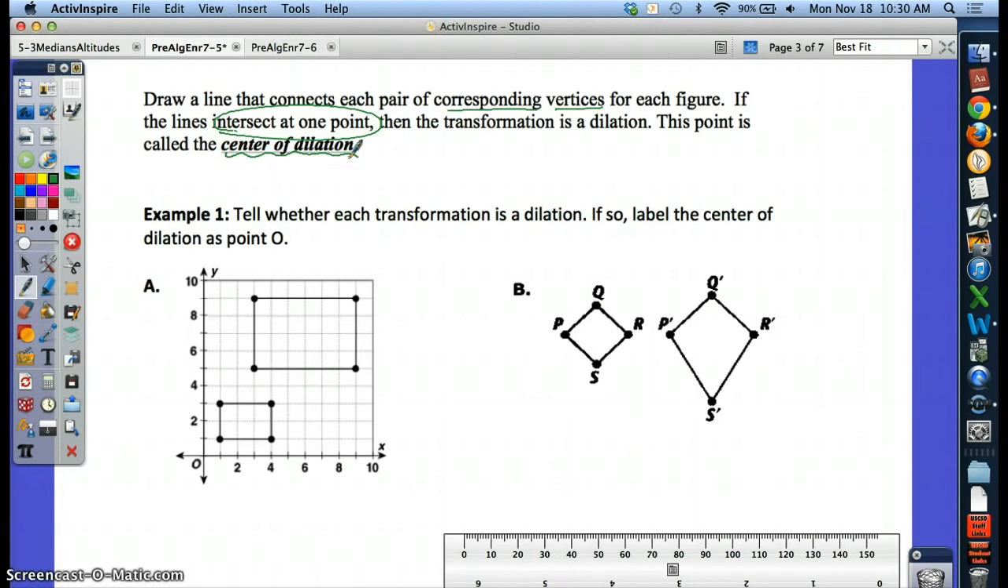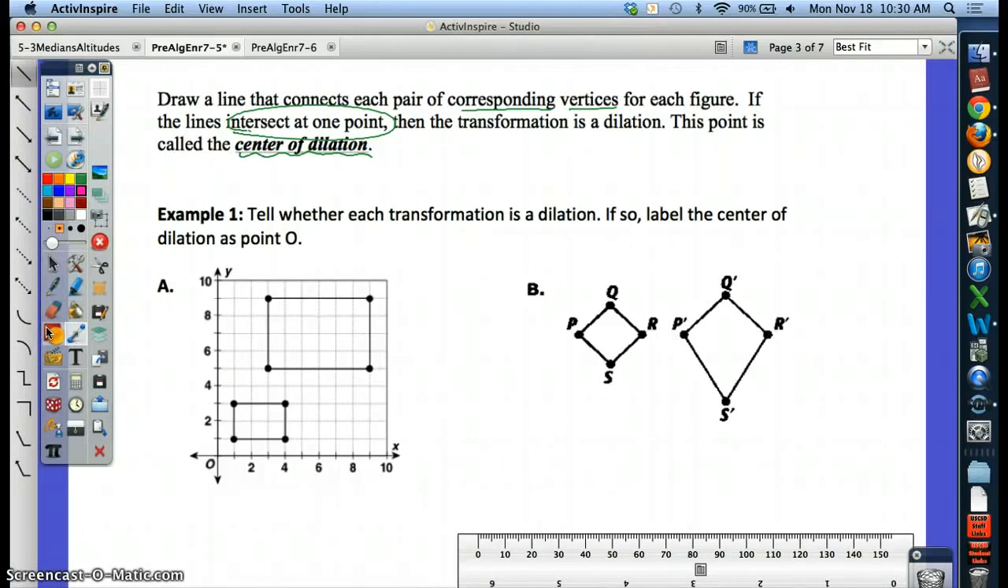Let's look down at A. Tell whether each transformation is a dilation. If so, label the center as point O. Let's first draw lines that connect each pair of corresponding vertices. So this is the top left corner of this rectangle. I'm going to connect that to the top left corner of this rectangle, and I'm going to continue this line on. So make sure that these two are connected, and then I'm just continuing it on. Doesn't matter how far, but extend it out a little ways.